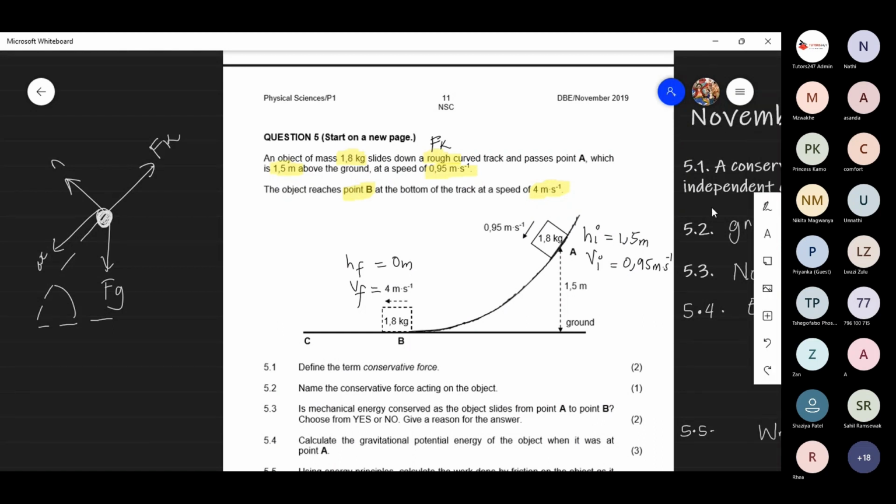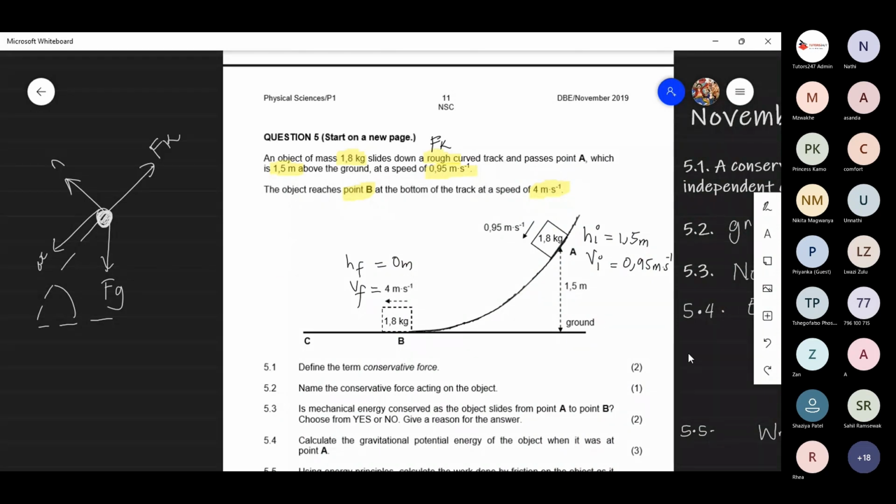Keep in mind, we do not use the components of Fg when we are using work done by non-conservative forces. The reason is that Fg is a conservative force, and components of Fg are still Fg technically. So because Fg itself is a conservative force, the components of Fg are also conservative forces. Therefore, we cannot use them in non-conservative force calculations. So we need to figure out what forces are acting on this object. It's applied force. Sorry, I keep on saying applied force. Sorry. There's no applied force acting here. It's frictional force and gravitational force.